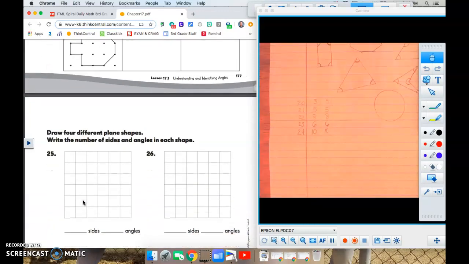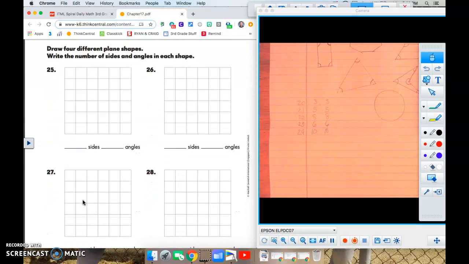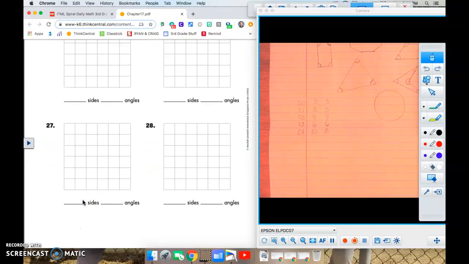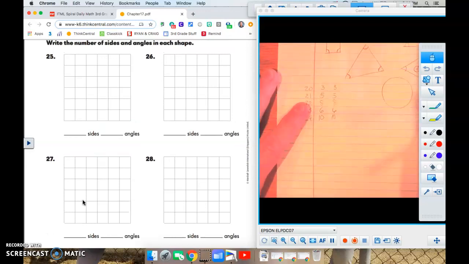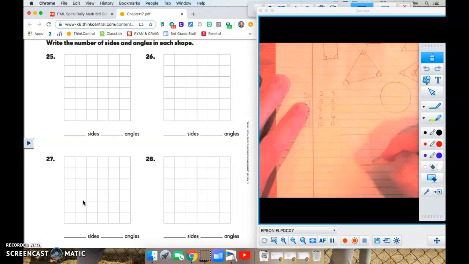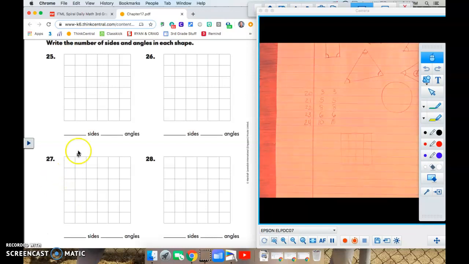Here we go. Draw 4 different plane shapes. Write the number of sides and angles in each shape. Well, I'm not really going to be able to share too much on that one with you. I'm just going to do, how about like 2 here, right? So let me push up the paper a little bit. We're going to pretend that these are even. Okay. And then here's all the dots that are on there. And here's the one that goes on the side. There, it looks like our little grid that we see over here.